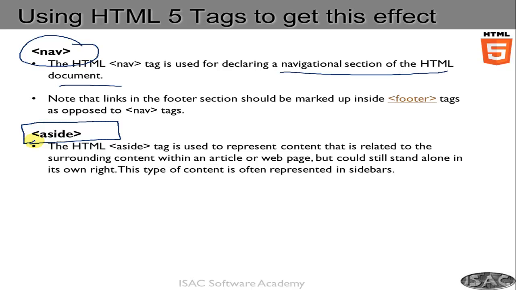Aside is a very interesting and new tag. What it says is that it is used to represent, let us assume you write some article, and about that in brief you want to write some 3-4 lines on the side of the article. So it is used to represent content that is related to the surrounding content within an article or web page, but could still stand alone in its own right. This type of content is often represented in sidebars. So it is used for creating a sidebar in an article in HTML5.